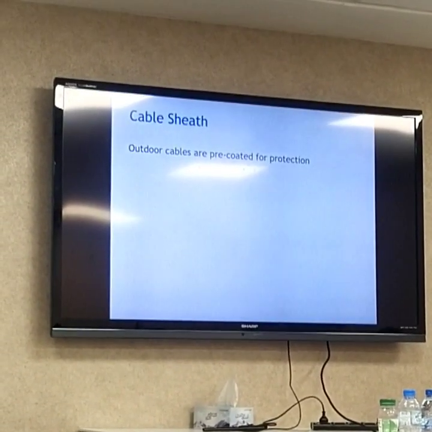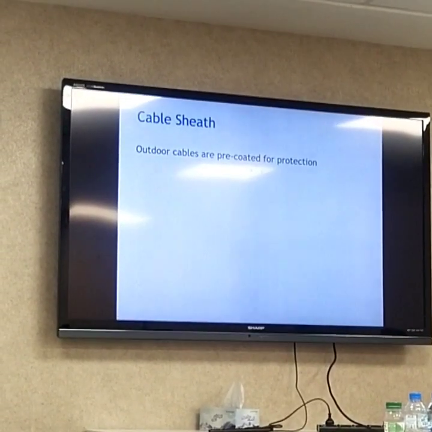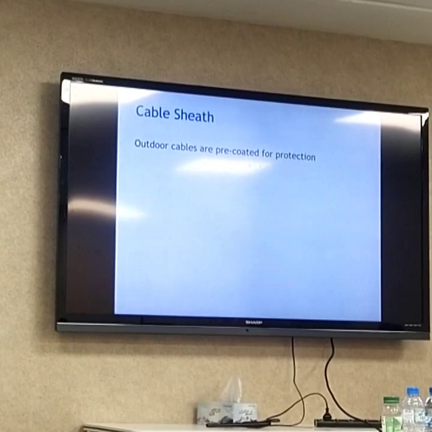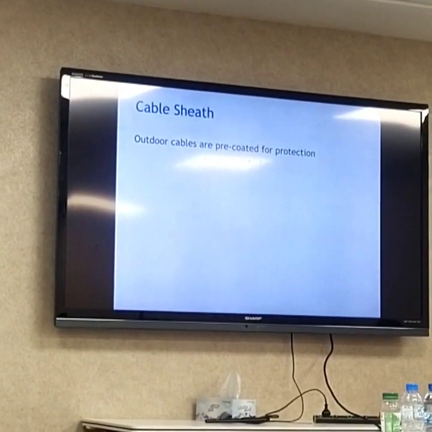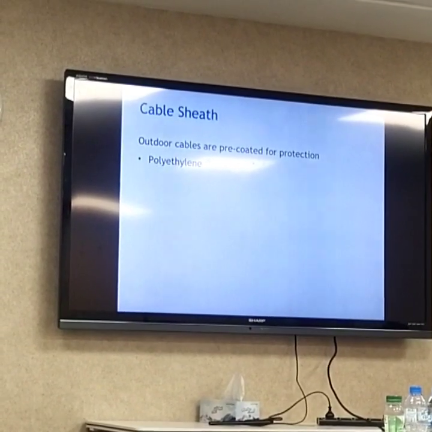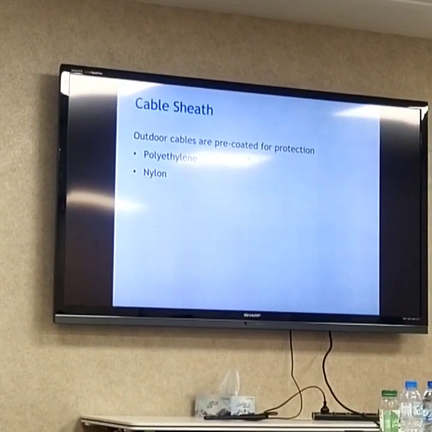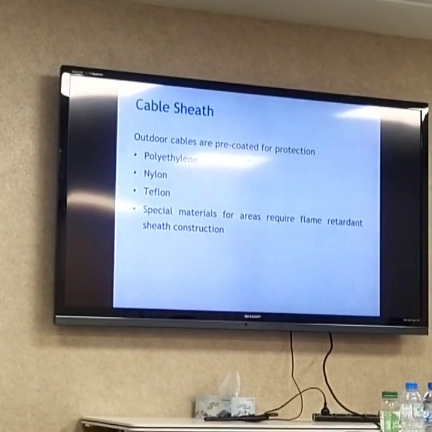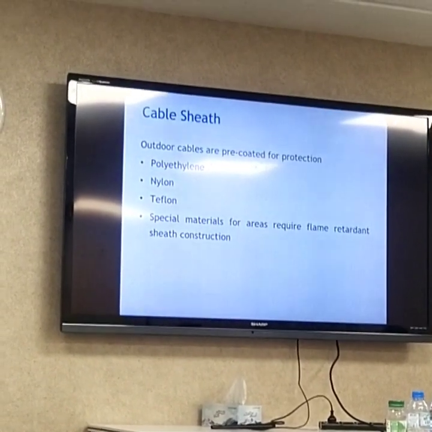All outdoor cables must be sheathed because they are likely to receive mechanical stresses. So all fiber optic cables intended for outdoor installation must be sheathed. What is the sheath material? It could be polyethylene, nylon, Teflon, or special material for areas that require flame retardant.